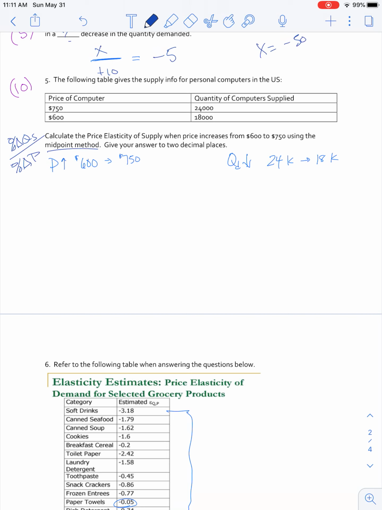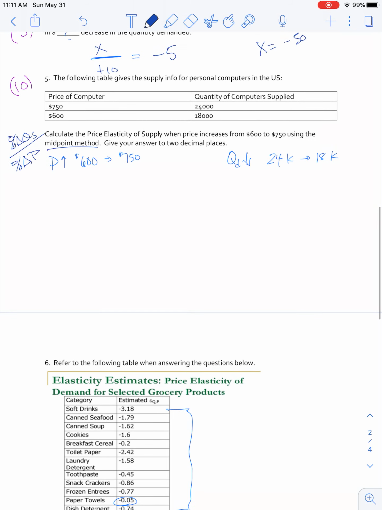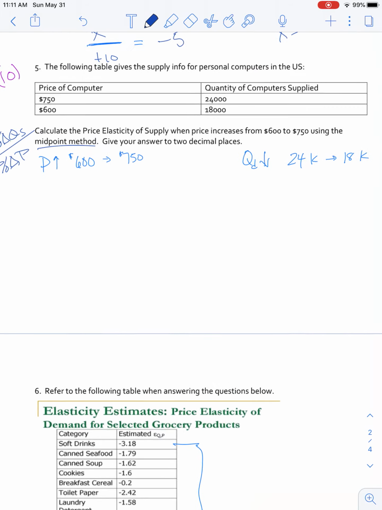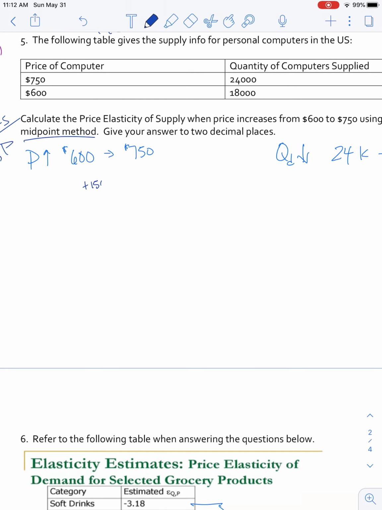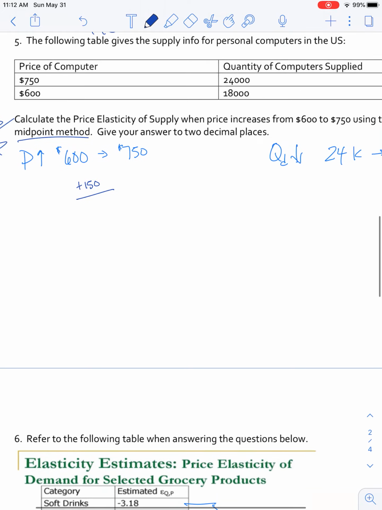So here's my change in price. It goes from 600 to 750, except now in this case you have to actually calculate it, and I tell you to use the midpoint method. So price goes up from 600 to 750. That's an increase of 150. And then, traditionally you divide by the starting value, but using the midpoint method, you divide by the average of the two values. So 600 and 750, the midpoint of those two values is 675.